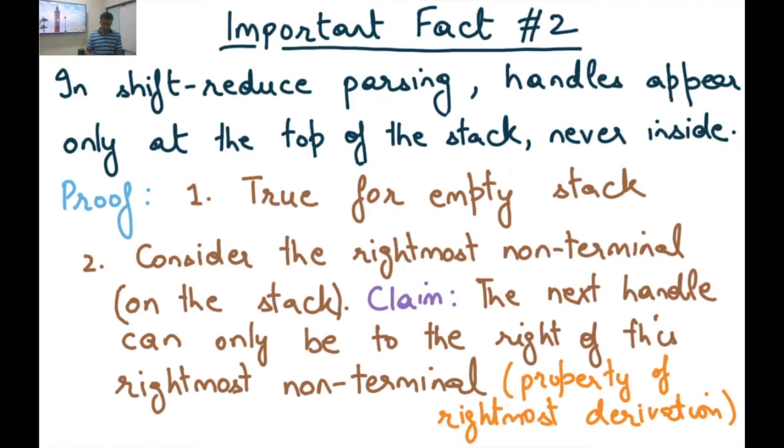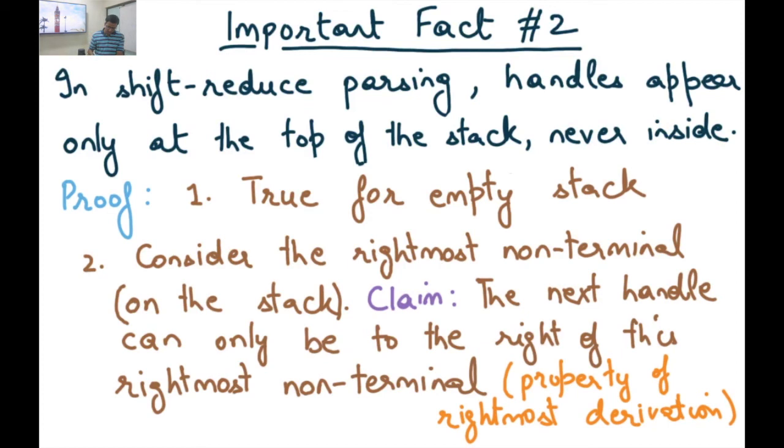So why is that? Well, first of all, it's true for the empty stack. For the empty stack, there is no inside. If the cursor is to the leftmost of the input string, then there is no inside. So I could either reduce the epsilon character to something which is the top of the stack anyway, or I could not do anything and shift. So any reduction that's happening in the empty stack is on the top of the stack because the stack is empty. So there's no reduction that can anyway happen in the middle of the stack.